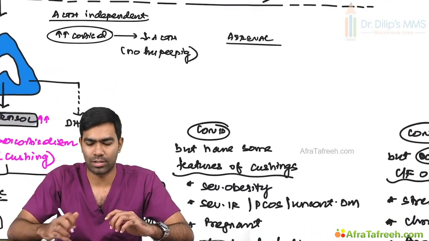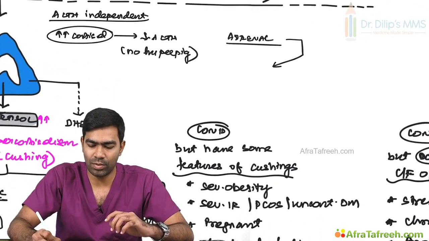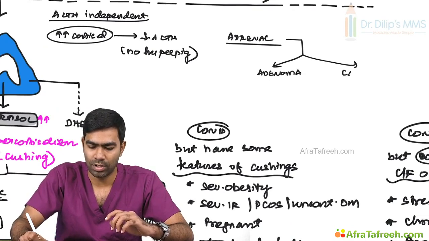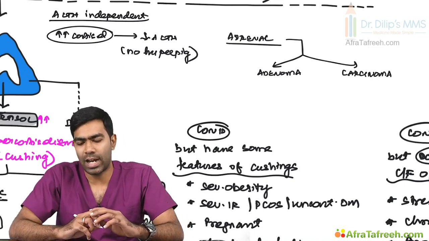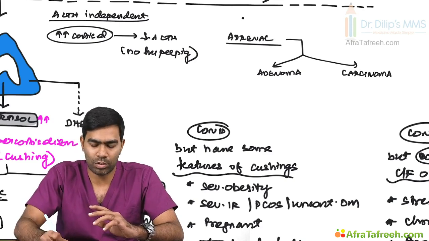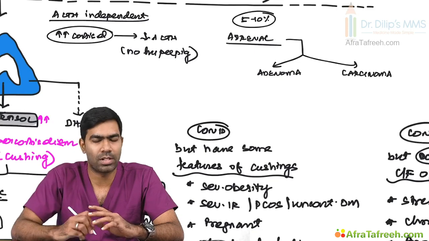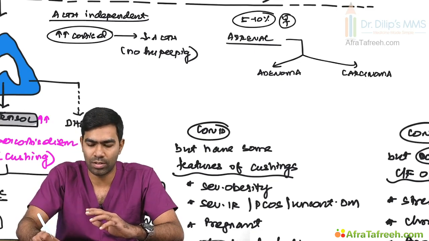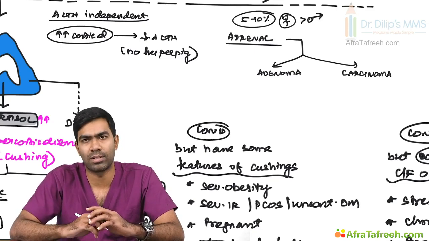So what are the adrenal causes? Adrenal causes can be divided into an adrenal adenoma and an adrenal carcinoma. What is the relative contribution of the adrenal causes to Cushing syndrome? Approximately 5 to 10%, a small number, but still important. And once again, females will be affected more than males.